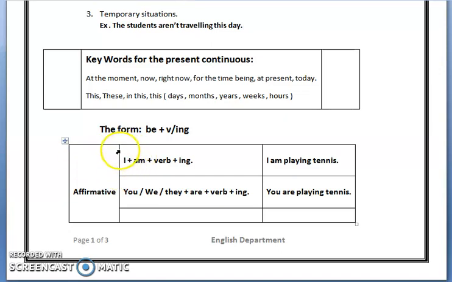Okay, if we have the subject I, which verb does it take from the be verbs? Am. So I plus am plus the verb you have, plus the ing. So it's the subject plus verb to be plus the main verb inside of your sentence plus the ing. So let's check this example. I am playing tennis. I am playing tennis. So the verb to be plus being. And the verb to be, you can choose it depending on the subject.